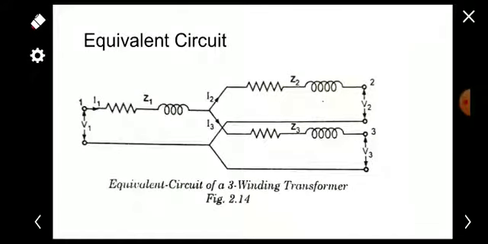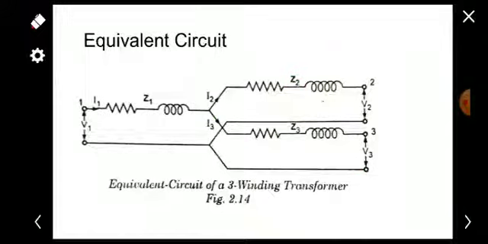When we are talking about the equivalent circuit of a transformer, this is the primary side, and this is the secondary side. We know that the inductance represents the corresponding leakage reactance, and the resistance is used to represent the copper loss. In the secondary and tertiary as well, we have these inductances and resistances for representing the corresponding copper loss and leakage reactance. This is the secondary winding, and this is the tertiary winding. Normally we draw the equivalent circuit like this.